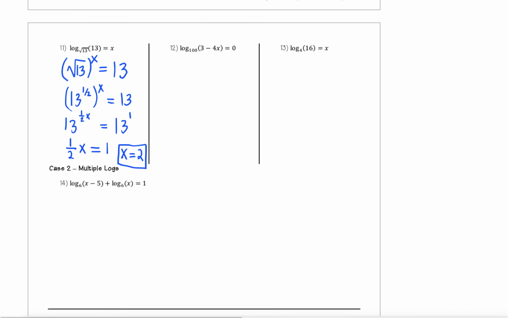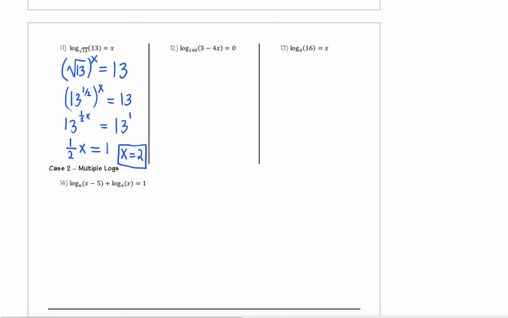Okay, let's look at the case when we have multiple logs. So multiple logs, to solve these, is going to require that we first get it down to a single log expression and then apply the same concepts that we used up above. So on example 14 here, we have log base 6 of x minus 5 plus log base 6 of x equals 1. And our first step is to condense this down into one log expression. Any ideas on how we could condense this down using properties of logs?